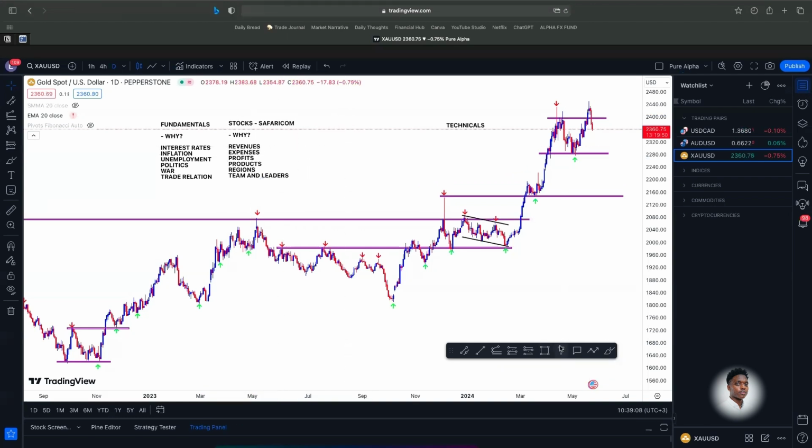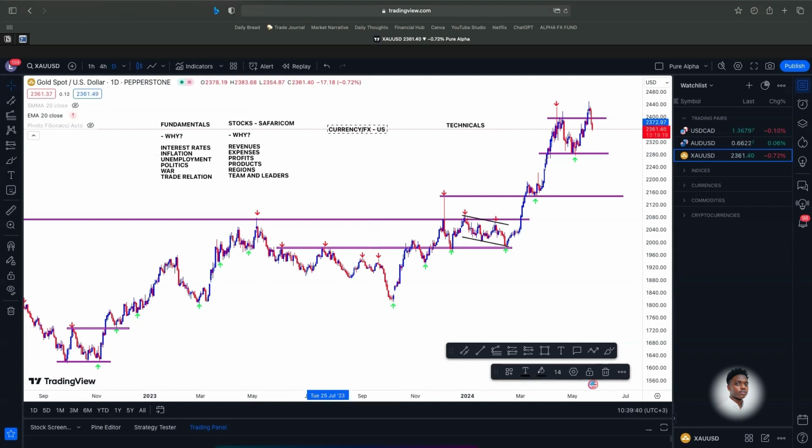Now you compare that to currency. When I talk about currency or FX, the Forex market, let's come back here. Currency or the FX market. Now what are we looking at? I said here, when you're looking at stocks, you're looking at companies. Which company? For example, Safaricom. When you're looking at currencies, you're looking at economies or countries.